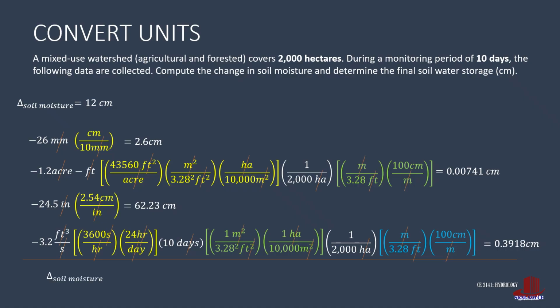The water budget equation is then delta soil moisture is equal to 12 cm minus 2.6 centimeters less 0.00741, 62.23, and 0.3918 cm. Delta soil moisture is equal to negative 53.2292 centimeters.